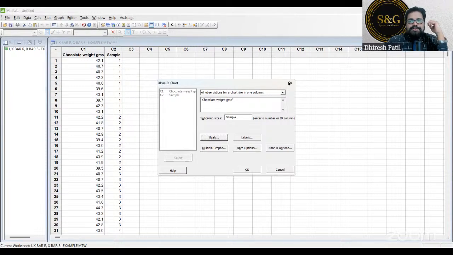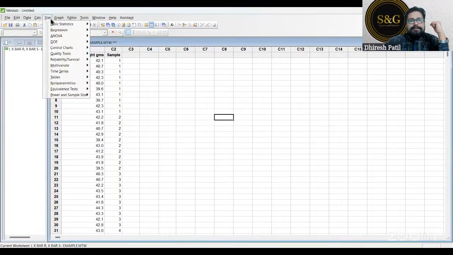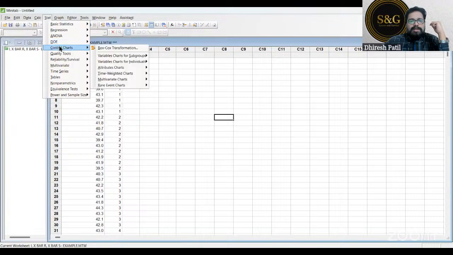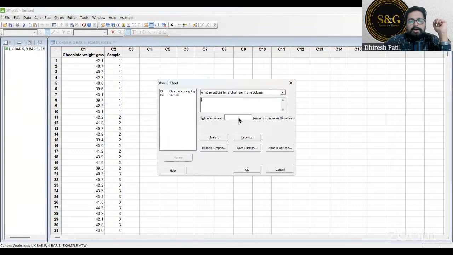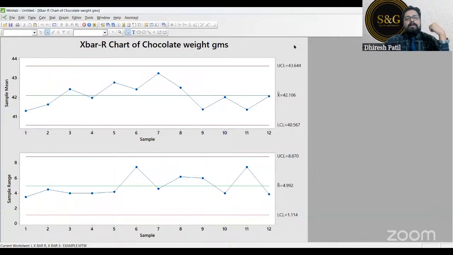Everybody just follow this. I repeat again, go to Stat, go to Control Chart, Variable Chart for Subgroup, X bar R. Okay, X bar R meaning mean range chart. Select that. In here, just double click on chocolate weight, and in subgroup size, select sample. Okay, and say okay. Everybody got this?